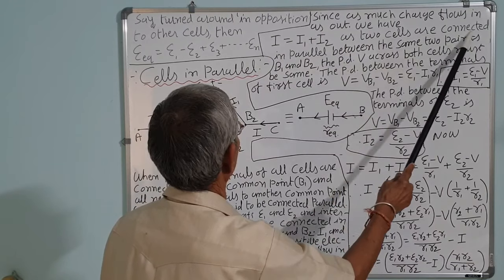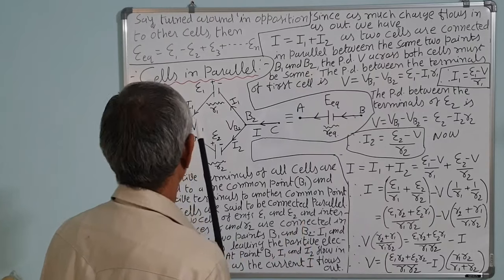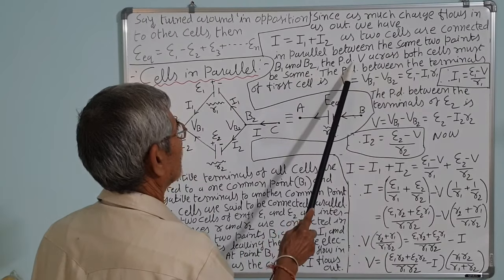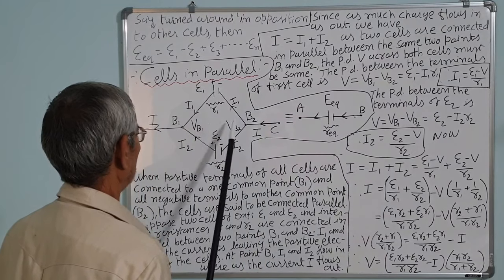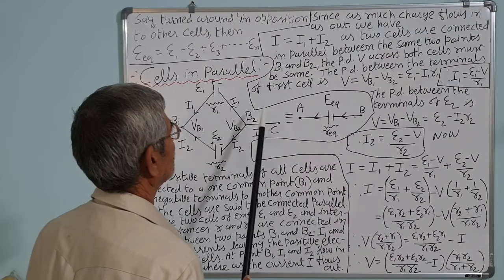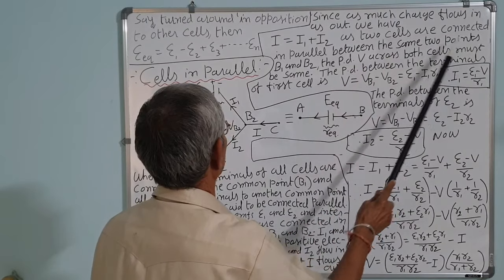As the two cells are connected in parallel between the same two points B1 and B2, the potential difference V across both cells must be the same. The potential between B1 and B2 is the same for both. Say it is V. V across both cells must be the same.